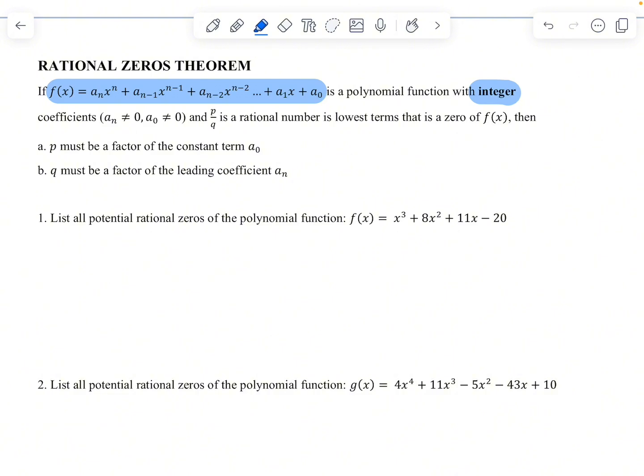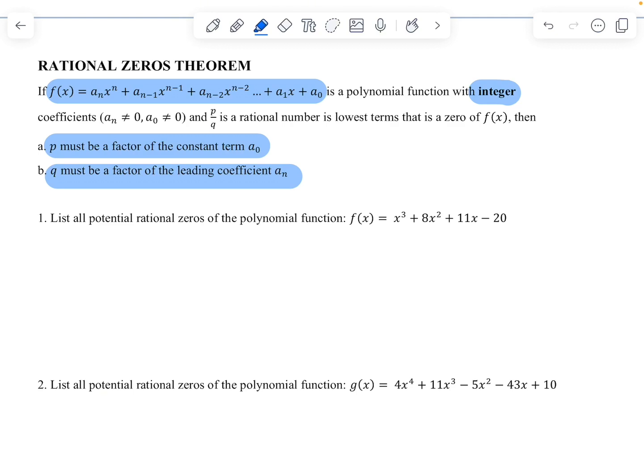It states, if f of x is a polynomial function with integer coefficients and p divided by q is a rational number in lowest terms, that is a zero of f of x, then p must be a factor of the constant term a sub 0, and q must be a factor of the leading coefficient a sub n.